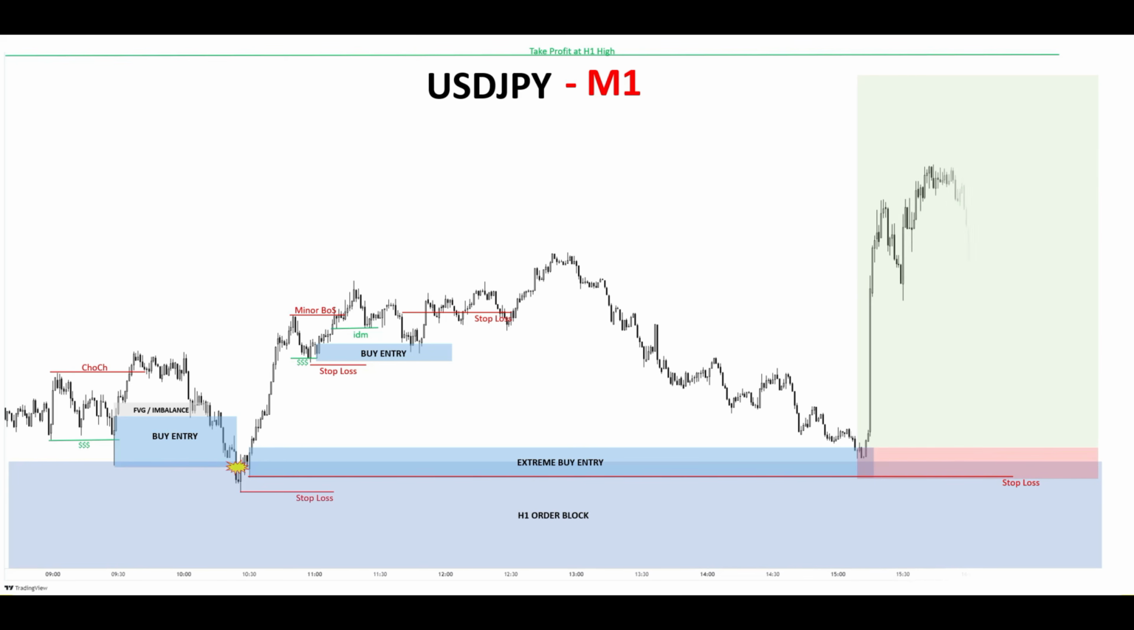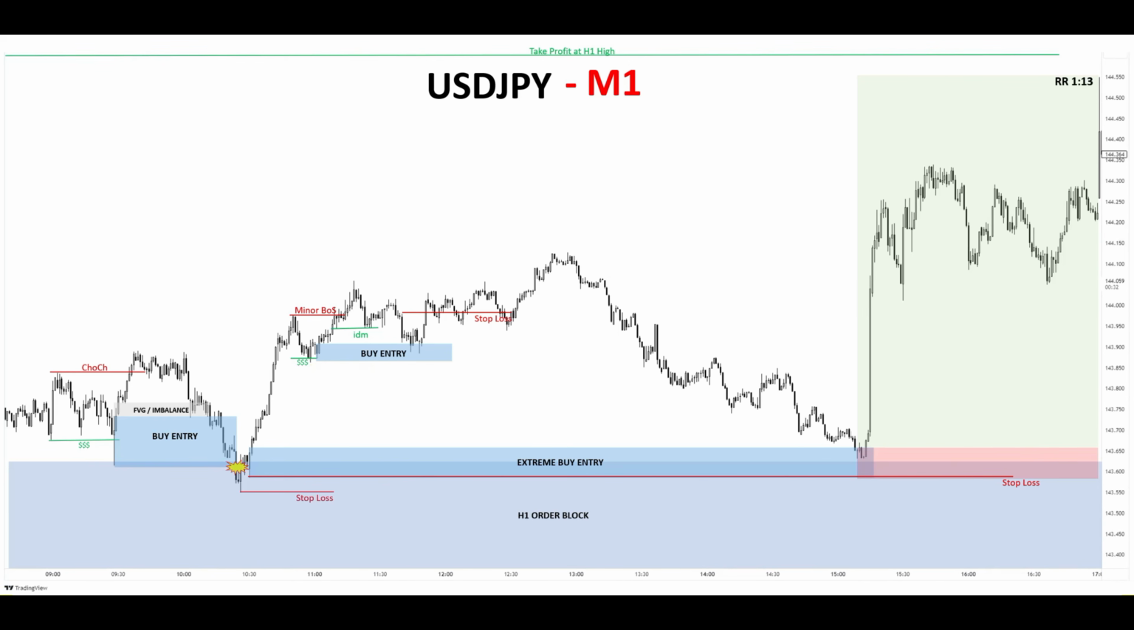Although the price did not reach the last high of the H1 time frame, we still managed to secure a gain of up to 1-to-13 risk-reward through the use of trailing stop. The trade was ultimately stopped out at a 1-to-6 risk-reward.